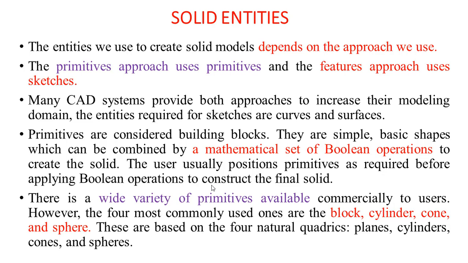They are simple basic shapes which can be combined by a set of Boolean operations to create the solid. The user usually positions primitives as required before applying Boolean operations to construct the final solid. There is a wide variety of primitives available commercially to users. However, the most commonly used ones are block, cylinder, cone, and sphere. These are based on four natural quadrics: planes, cylinders, cones, and spheres.